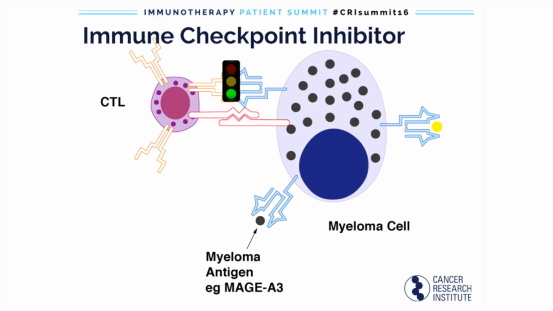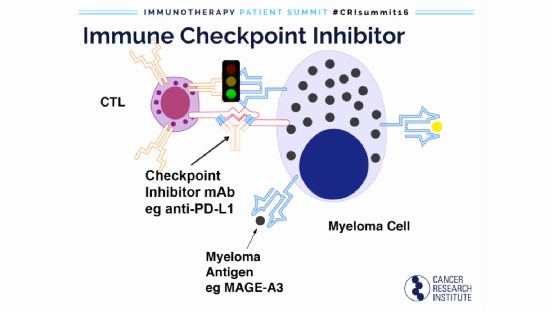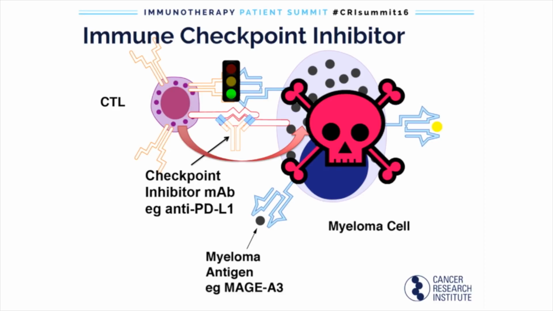What immune checkpoint inhibitors do is they block those interactions, those negative signals. So the checkpoint inhibitor antibody can stick to PD-1 or PD-L1, preventing that interaction from occurring and preventing that negative signal from turning off the T cell. And so that T cell can go ahead and kill tumor cells.